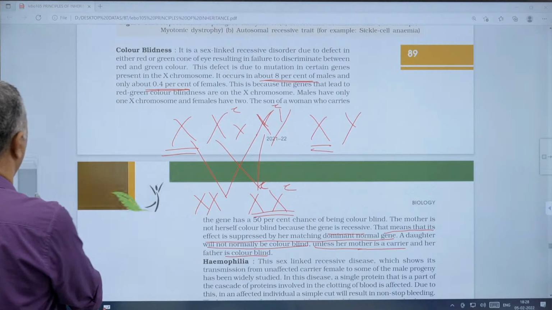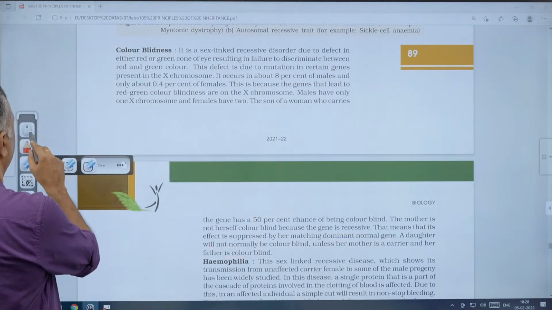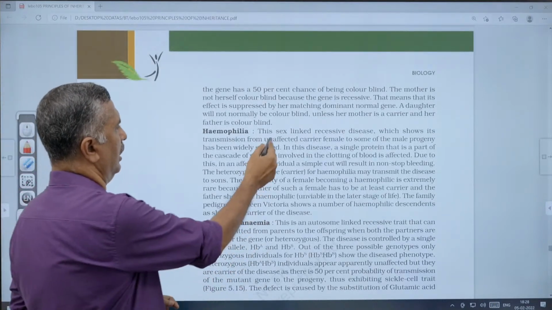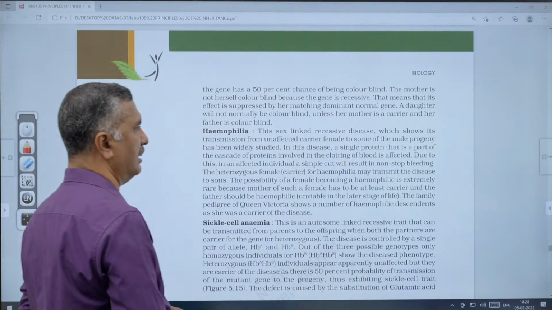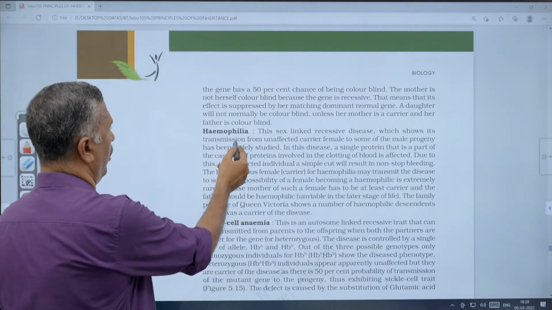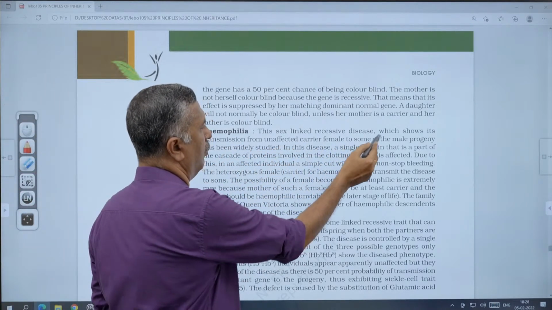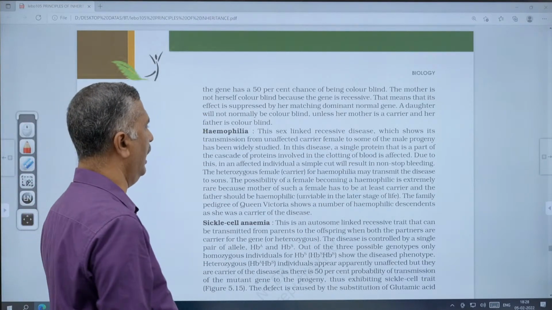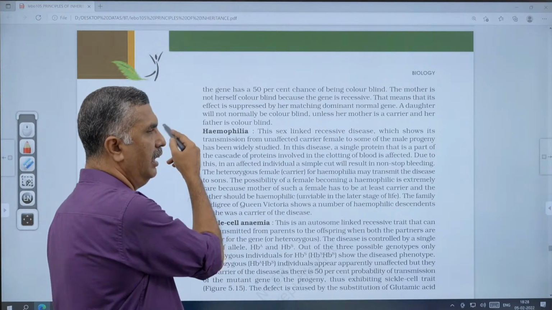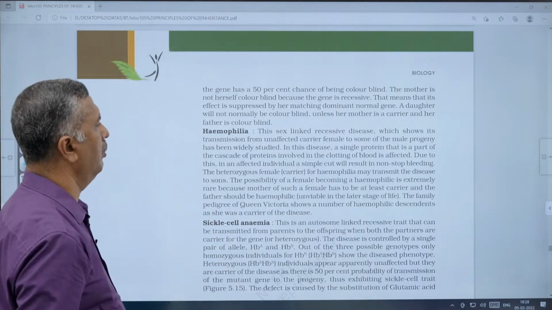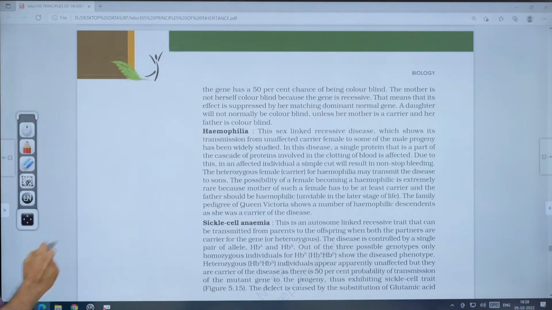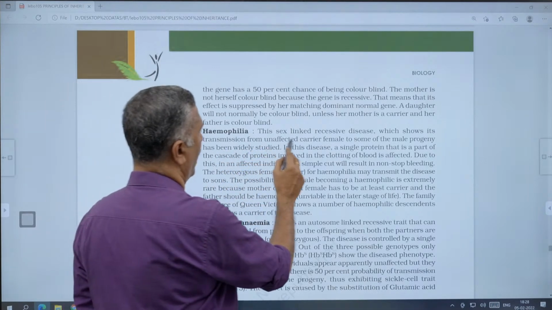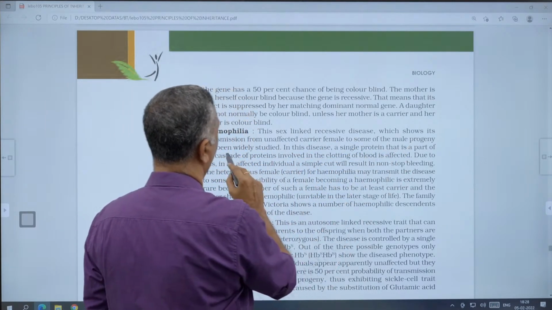Then next, hemophilia. It is a sex-linked or X-linked disorder, like color blindness. This is also a sex-linked recessive disease, which shows transmission from an unaffected carrier female to some of the male progeny. With X small h and Y, there will be a chance of X small h Y, that is, 50% of the males are affected. But that is transmission from an unaffected carrier female to some of the male progeny.